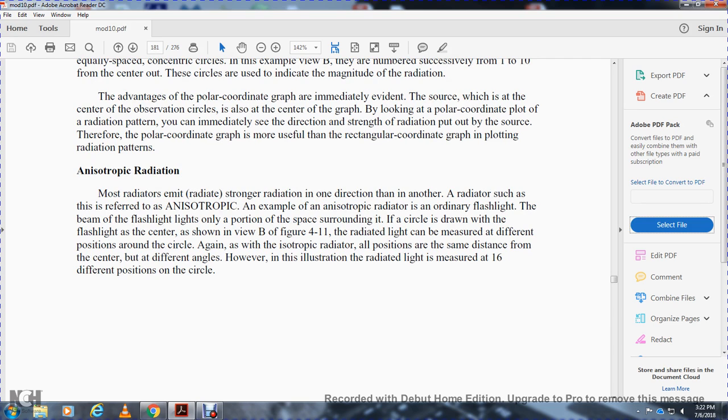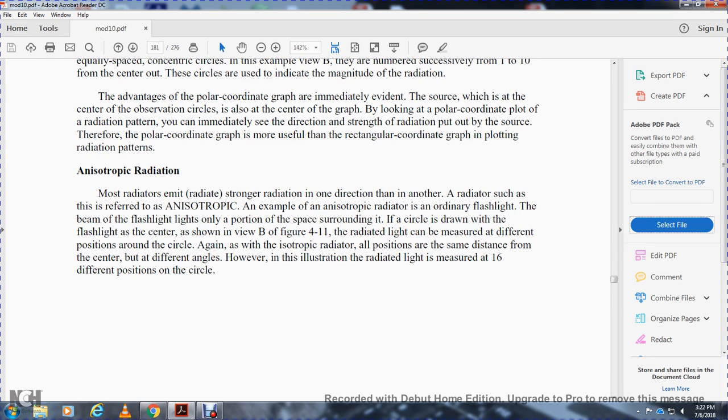Anisotropic radiation. Most radiators emit stronger radiation in one direction than in another. Such radiation is referred to as anisotropic. An example of an anisotropic radiator is the ordinary flashlight. The beam of the flashlight covers only a portion of the space surrounding it.